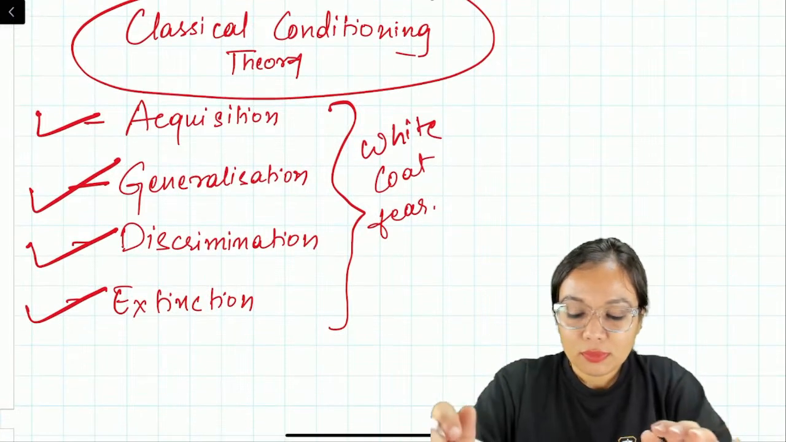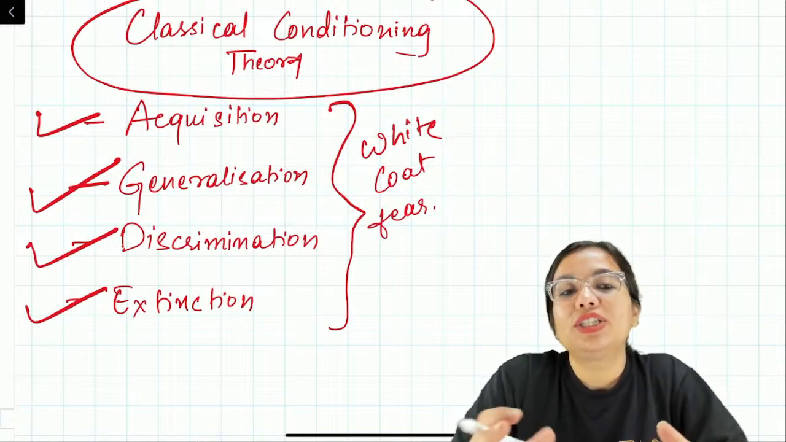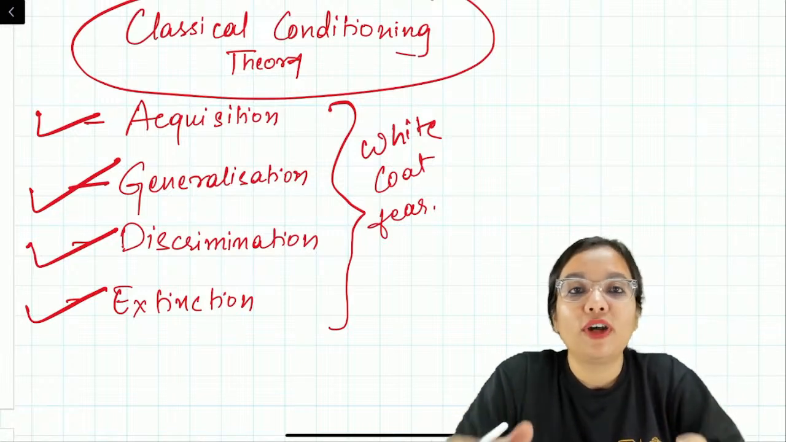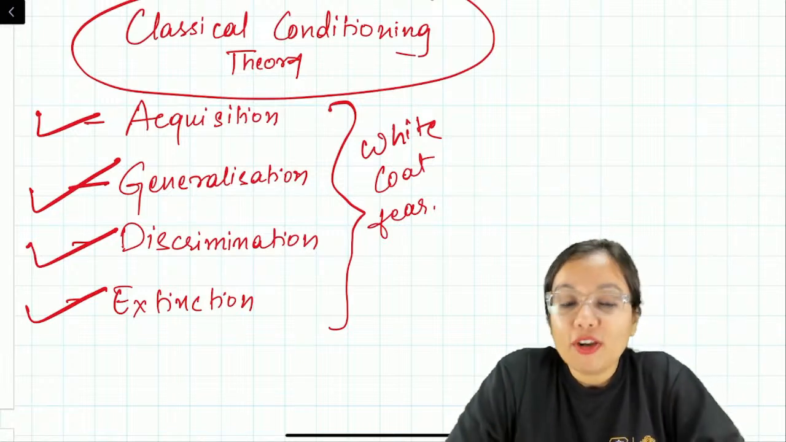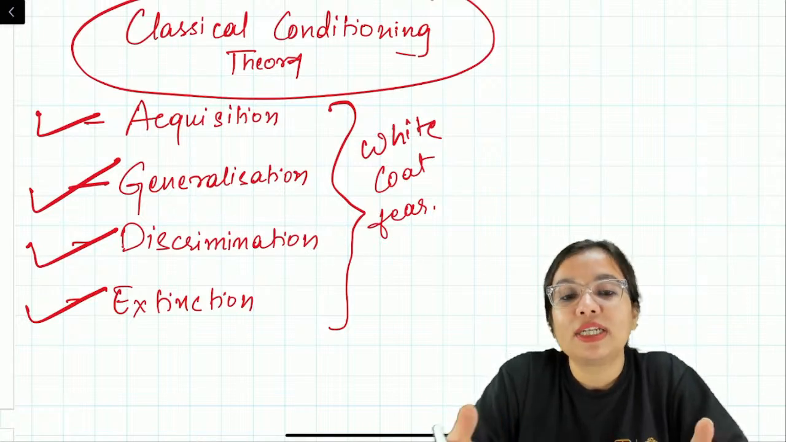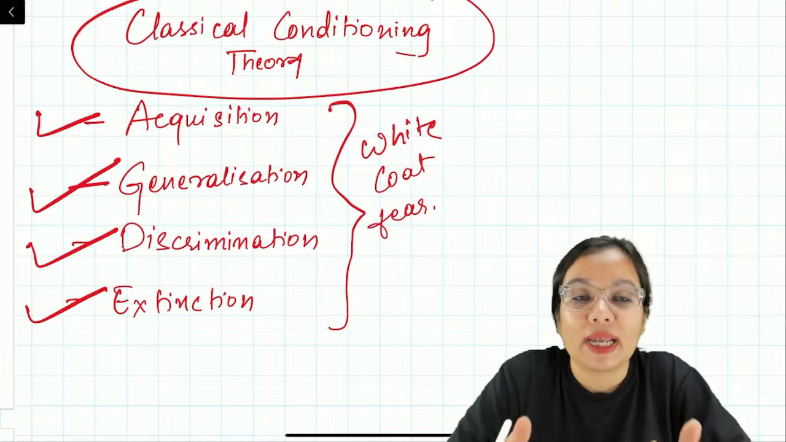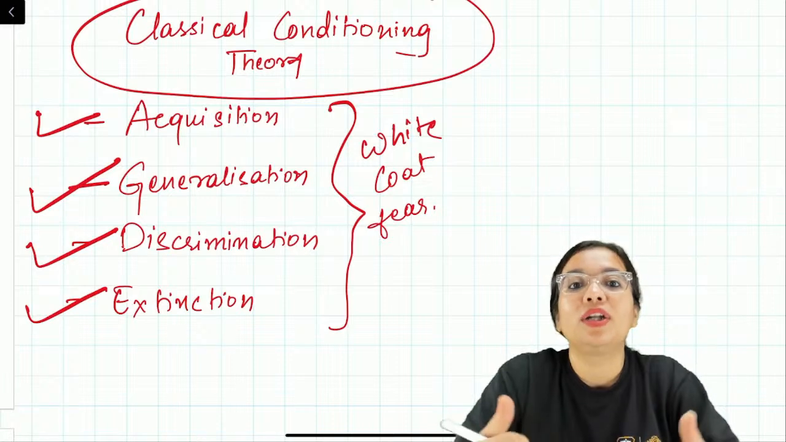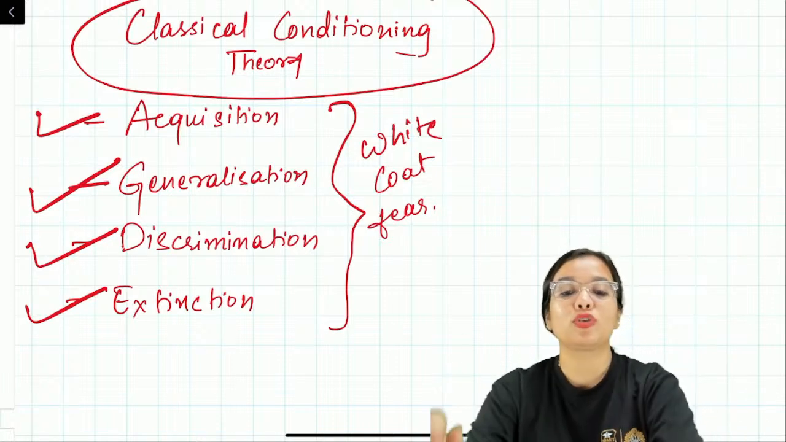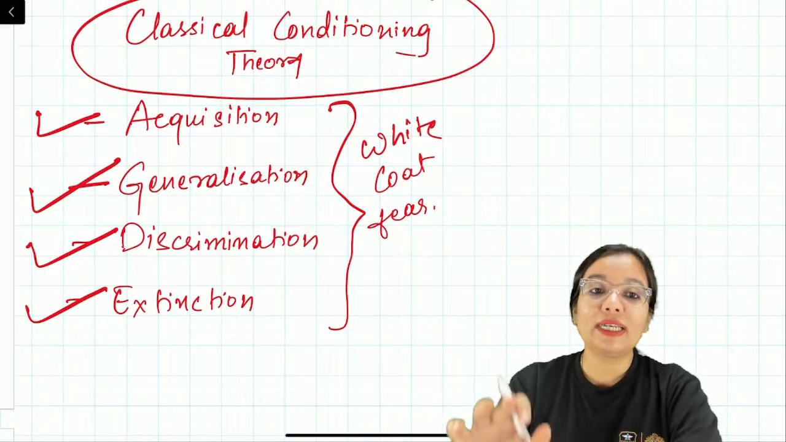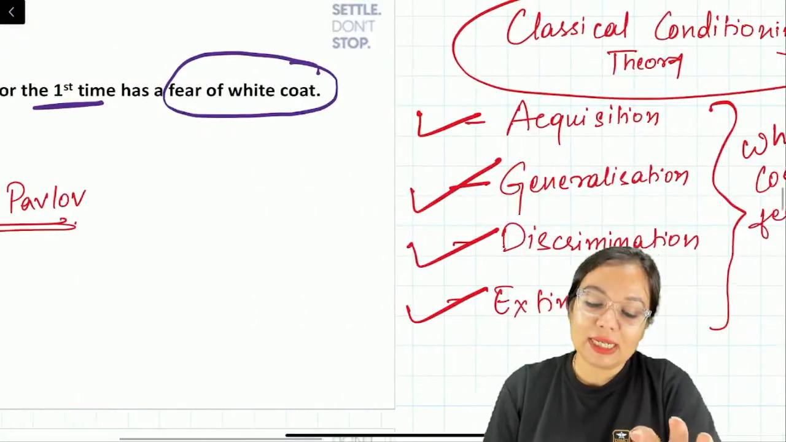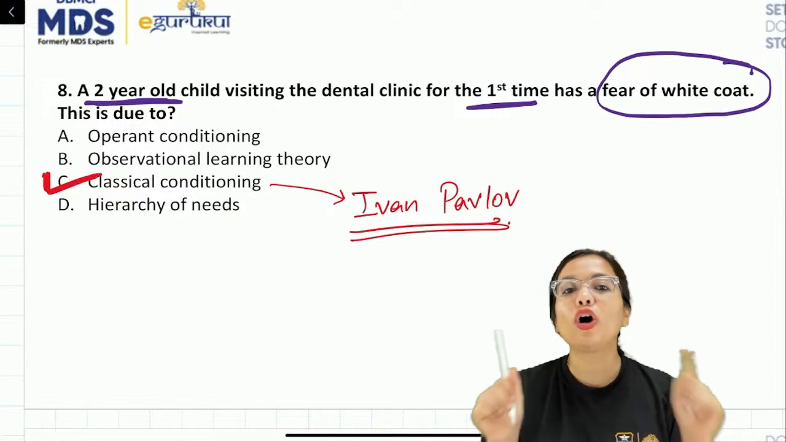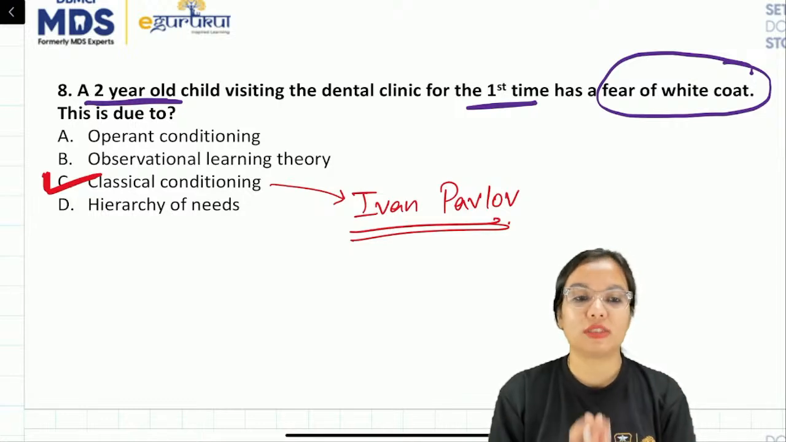Okay. So again, the white coat is a natural stimulus, and the pain of injection is an unconditioned stimulus that generates a response which is fear and crying. In the second visit, the sight of a white coat will become a conditioned stimulus which will generate a response of fear and crying. So that is what is actually happening, and that is the classical conditioning theory that was given by Ivan Pavlov. You remember the dog experiment? That was Ivan Pavlov's experiment.